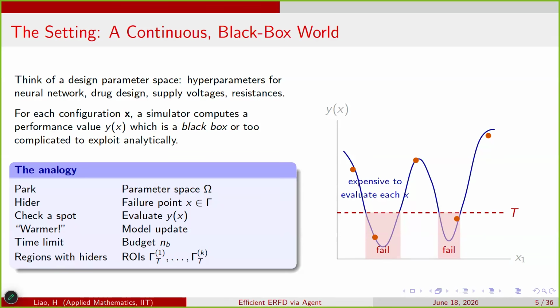So what we described before, the hide and seek in the park, is like the parameter space. The hider is the failure point. And the region that contains the hiders and their hiding spots is what we call the failure region, or the region of interest in our case. When we say we're going to check some spot, it's like we're going to evaluate it. And once we get some information, we can do some model update, like we accumulate more knowledge about where those hiders are. And the time limit is the budget here.